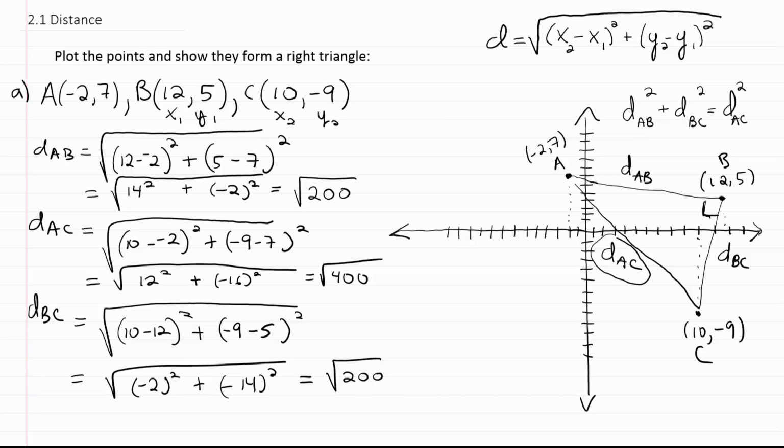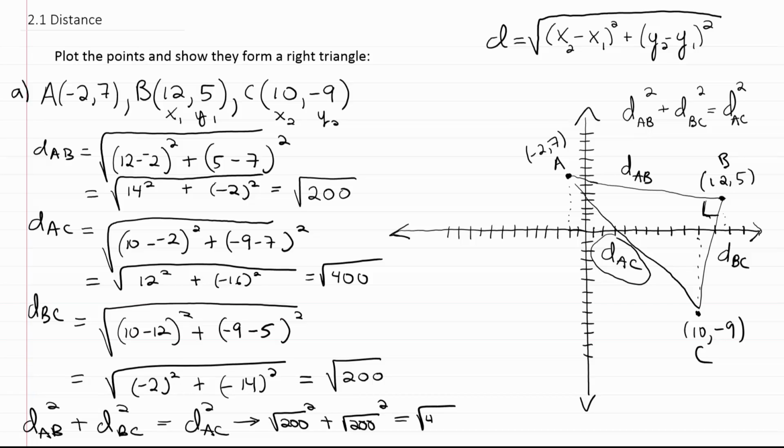All right, so is it true then that the distance between A and B squared plus the distance between B and C squared is equal to the distance between A and C squared? Well, the distance between A and B squared would be the square root of 200 squared, plus the distance between B and C. Well, that distance again is the square root of 200, and we'd square that. And is that equal to the square root of 400 squared?